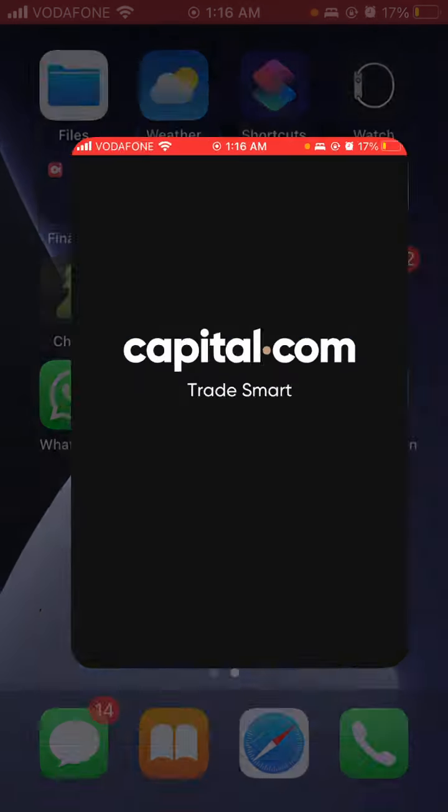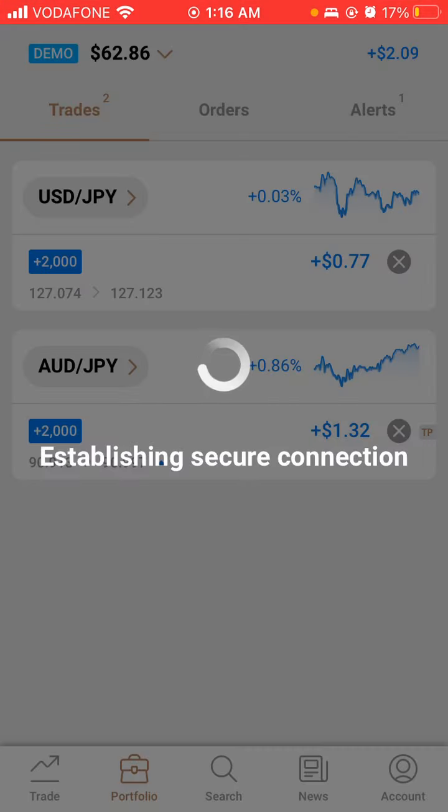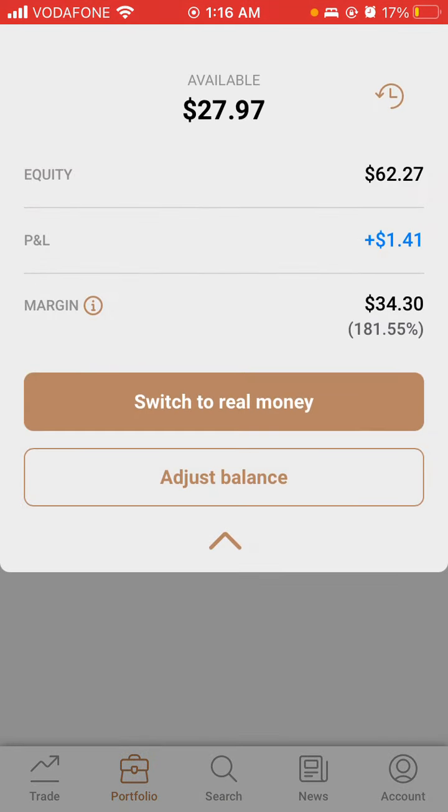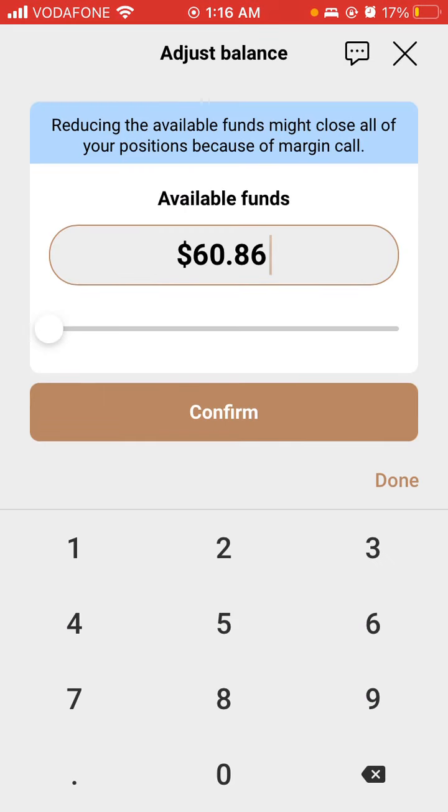So this is the app. I click on it, and actually I'm on a demo account. As you can see, this is a demo account here. One cool thing I love about this app is that for the demo you can adjust the balance. Look at adjust balance. You can take it from $31,000 all the way up to $100,000.